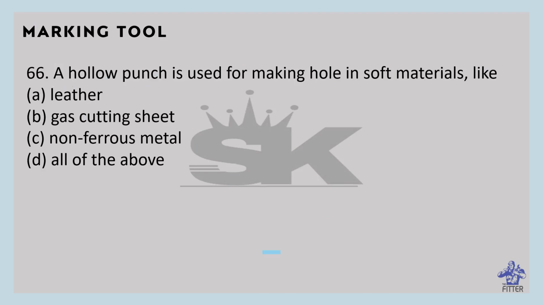A hollow punch is used for making holes in soft materials like leather, gas cutting sheet, and non-ferrous metals.